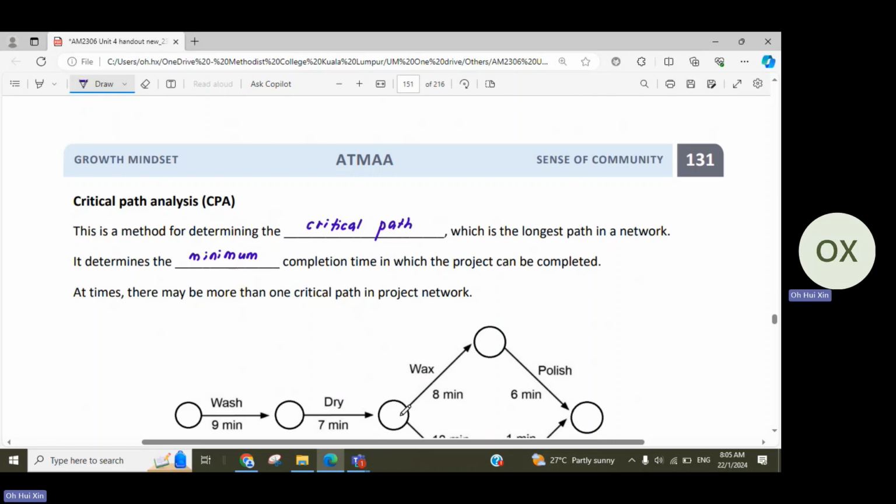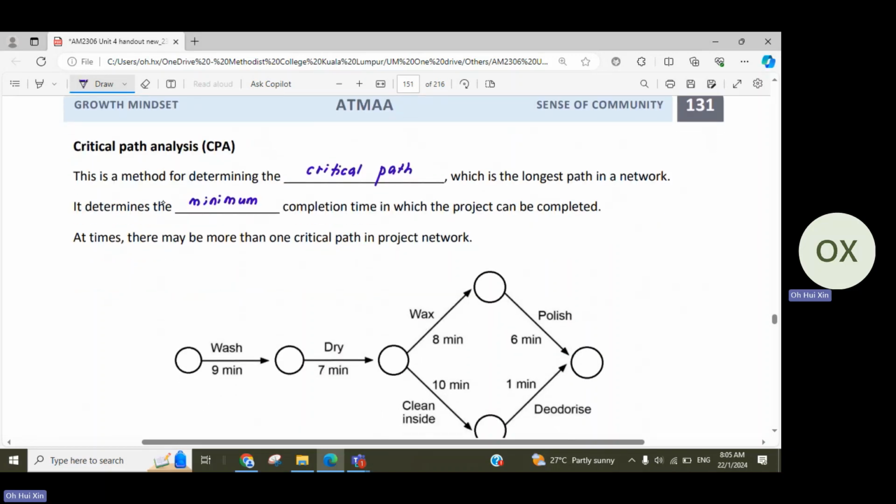That's why I would say that critical path analysis is the most important thing for this subtopic. Sometimes the question wouldn't ask for EST and LST for all, but you will definitely get a question asking what the critical path is and what the minimum completion time for this project is. Sometimes you can get more than one critical path, depending on the question that you have.